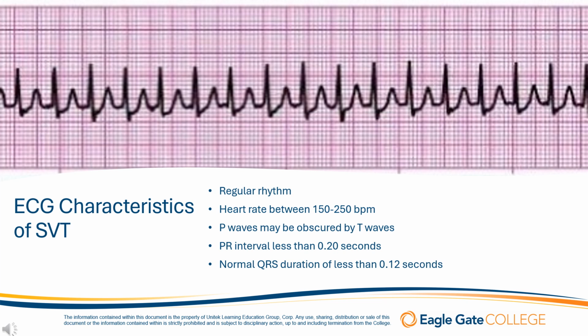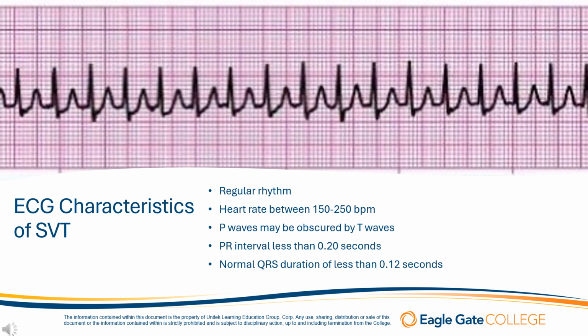One of the distinguishing features of SVT on an ECG is the potential obscuration of P waves by T waves. Because of the rapid heart rate, the P waves, which represent atrial depolarization, may blend into the preceding T waves, which represent ventricular repolarization. This makes the P waves difficult to identify and can complicate the interpretation of the ECG. The hidden P waves are a key indicator of SVT.